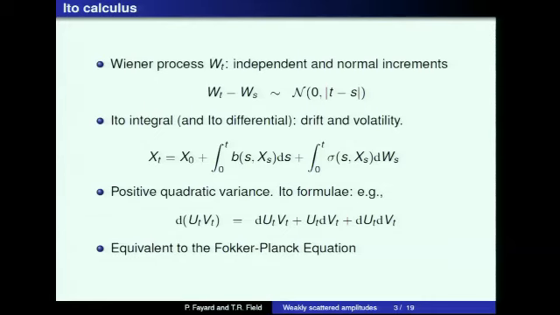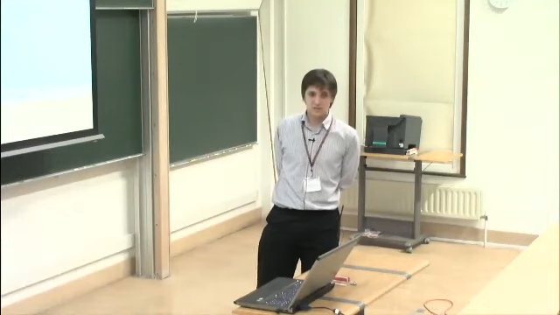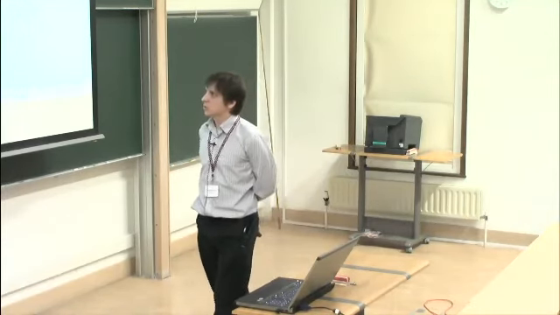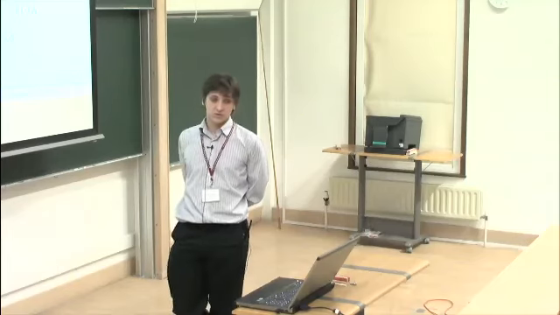This enables you to define the Ito integral, which is equivalent to the Ito stochastic differential equation, in terms of a drift, b, and a volatility coefficient. Basically the idea here is that this term is of order delta t, while this term is of order delta t squared. In other words, you want to consider the quadratic variance.